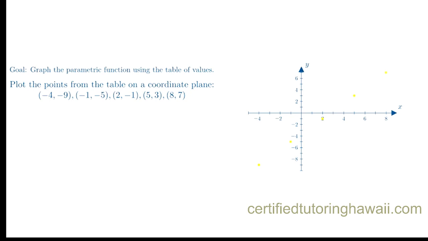Now, here's the key. We don't just connect the points in any order. The parameter t provides an orientation, or a direction, for our curve. The rule is to connect the points in the order of increasing t. This gives our graph a direction.